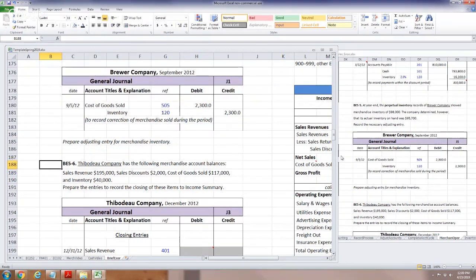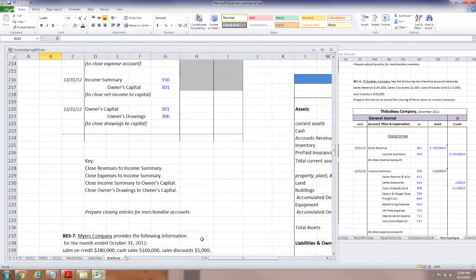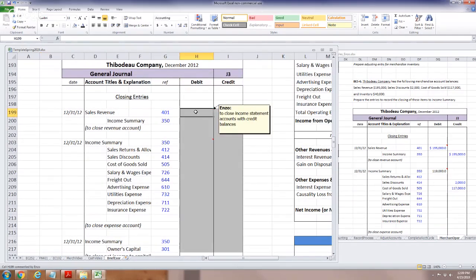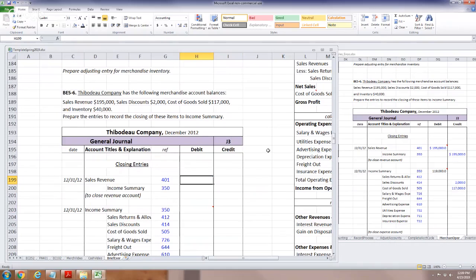Thibodeau has the following merchandising accounts, number six. What happened here were the closeout entries. At the bottom it says prepare closing entries for merchandising accounts. I gave you everything here, but you may not need it. Revenue is normally a credit, but when you're closing it out, and you've heard me say this in class many times, Wendy's doesn't count a hamburger they sold in January in May. They don't do it like that. So you're closing out the revenue account, and then you only have a couple of expenses. You have a discount, which is generally a debit, and you're going to turn that into a credit for 2,000. Then cost of goods sold, 117.